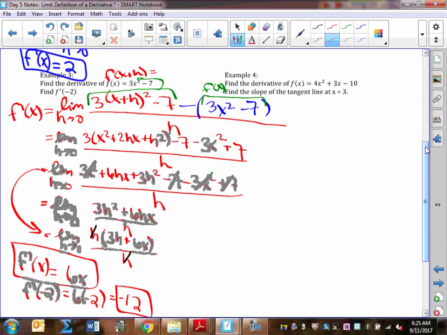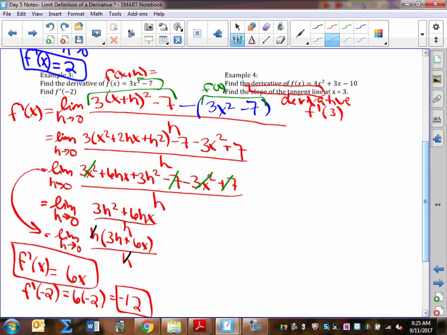Now, for example 4, it says find the derivative, and then it says find the slope of the tangent line at x equal to 3. What does that mean, the slope of the tangent line? What does that mean? The derivative, right? The slope of the tangent line is your derivative. So this is just another way to say find the derivative at 3 or find f prime of 3. Just another way to say it. Alright, questions on that? Okay.